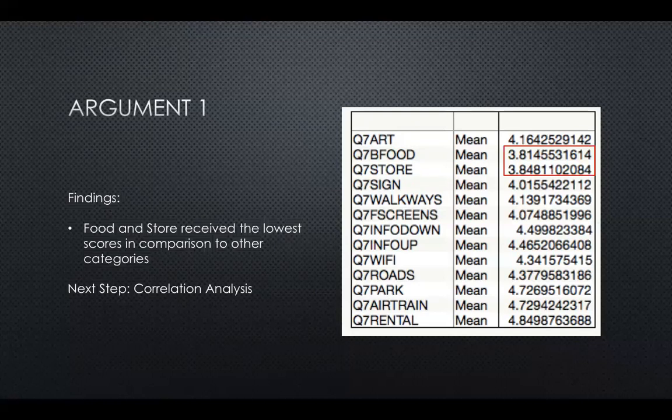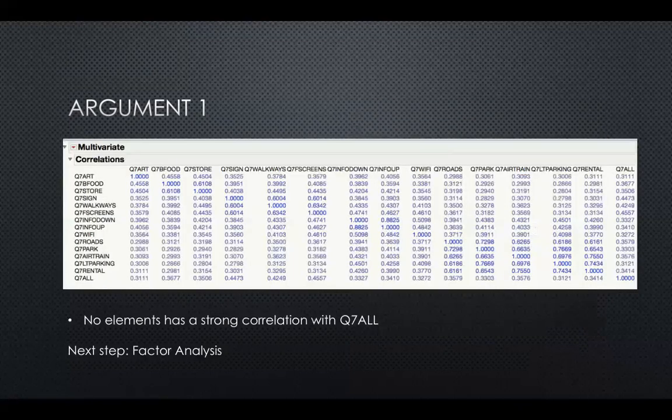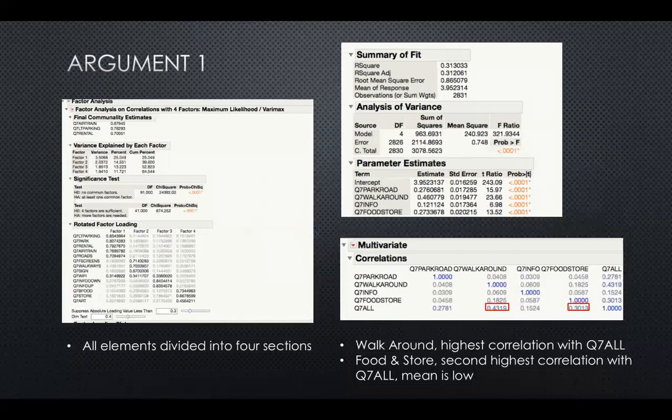So our next step is to do correlation analysis. According to the result, we found that no element has a strong correlation with Q7 OR, so we kept going with another analysis called factor analysis. As we can see from the left chart, all elements are divided into 4 factor groups. The first factor includes park, rental, and roads. The second factor includes screens, workaround, sign, and Wi-Fi. The third factor has info down and info up. The last factor includes food, store, and art.